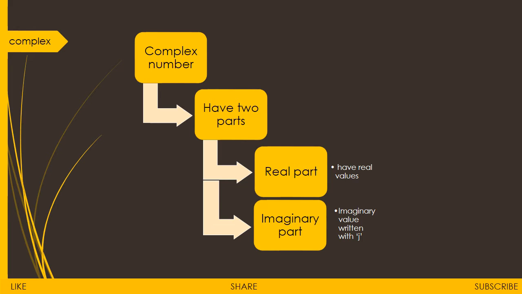Complex number has two parts, real part and imaginary part. Real part has real values and imaginary part has imaginary values. To show the imaginary part, we will use the j with the value of imaginary part.